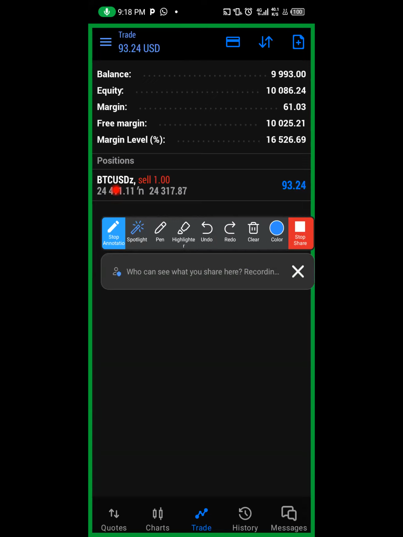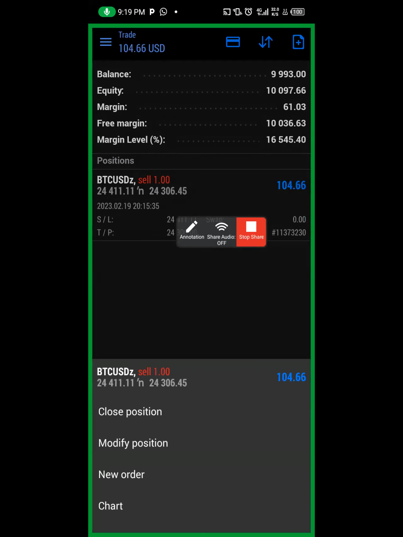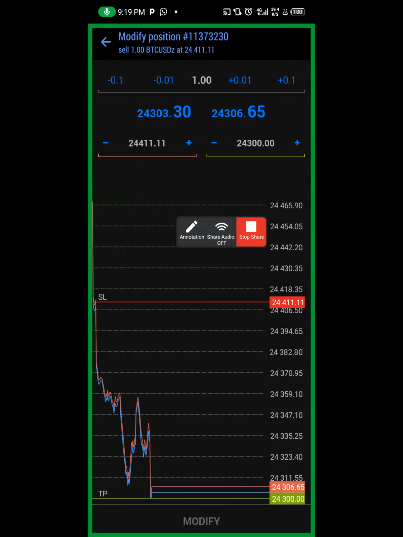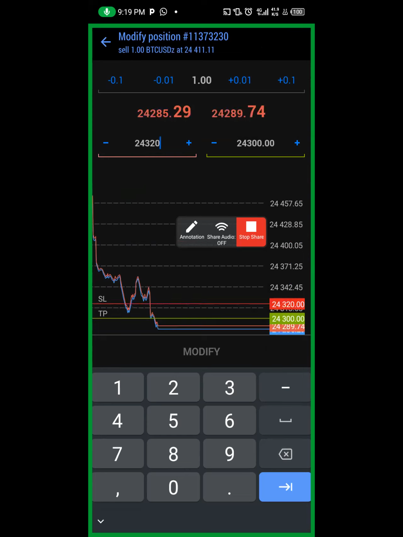I want to secure profit now, in case, what do I do again? See, now it's at 318, which means 18 to go. If this one doesn't reach profit, it will take me out already. So what do I do? I move my stop loss, I change it to 320, 324, 320.